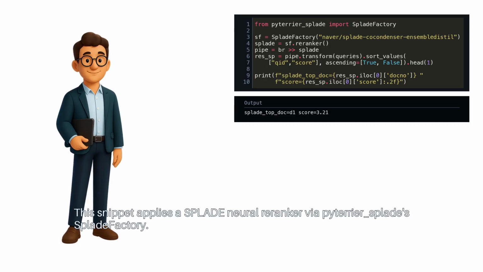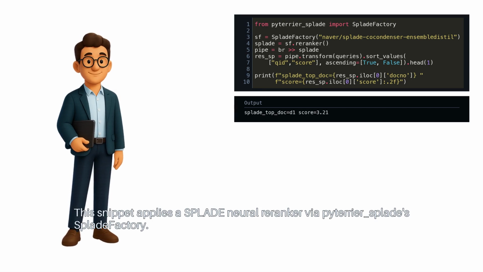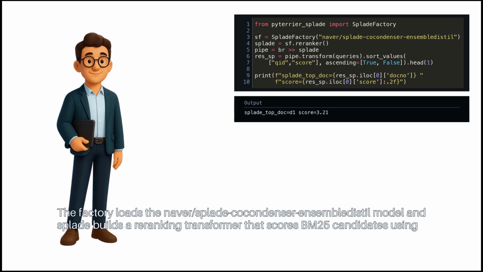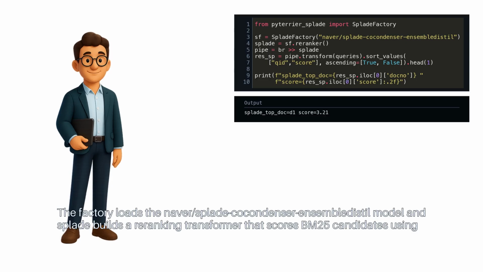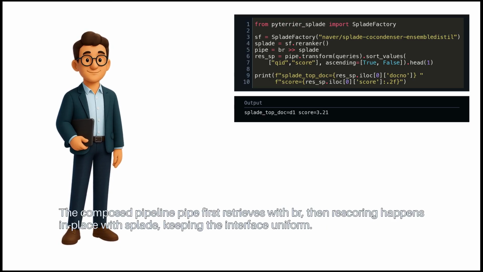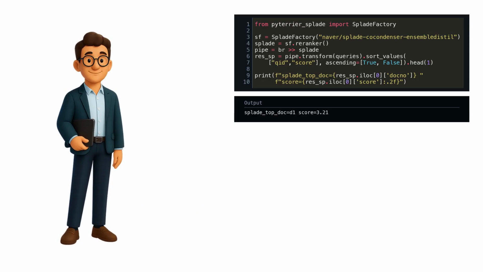This snippet applies a SPLADE neural reranker via PyTerrier SPLADE's splade factory. The factory loads the Naver SPLADE co-condenser ensemble distill model, and SPLADE builds a reranking transformer that scores BM25 candidates using sparse expansion signals learned by the neural encoder. The composed pipeline pipe first retrieves with BR. Then rescoring happens in place with SPLADE, keeping the interface uniform.